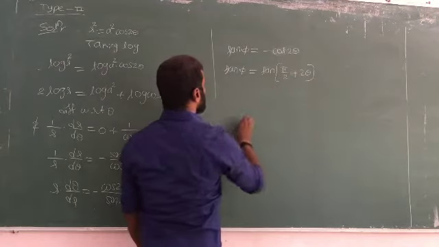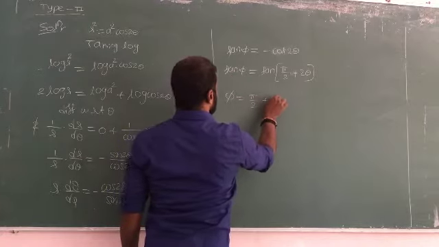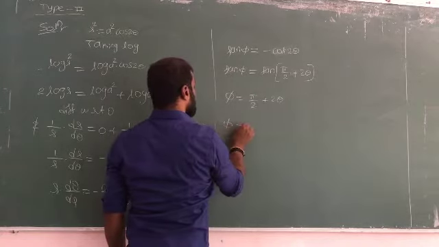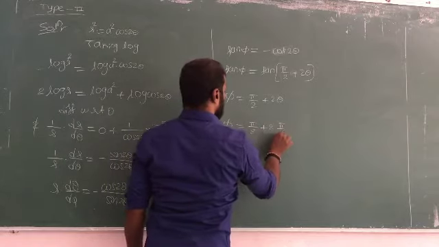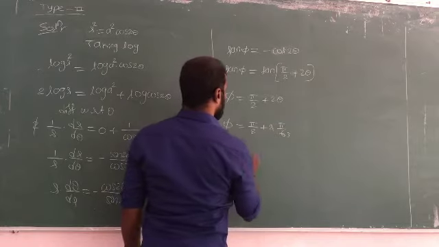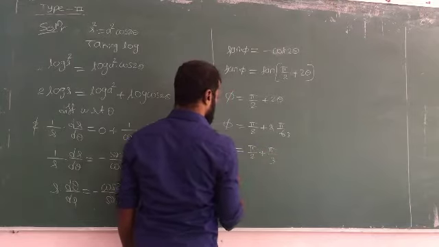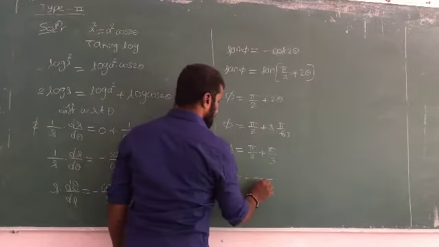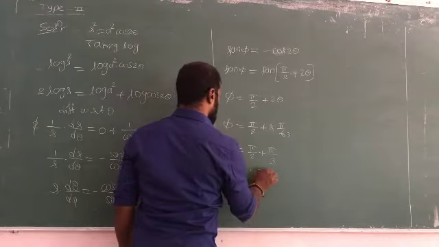Phi in terms of 2 theta. So phi is equal to pi by 2 plus 2 theta. But theta is given, pi by 2 plus 2 into pi by 6, theta value put. So phi is equal to pi by 2 plus pi by 3. So phi is equal to, LCM is 6, so it is 5 pi by 6.